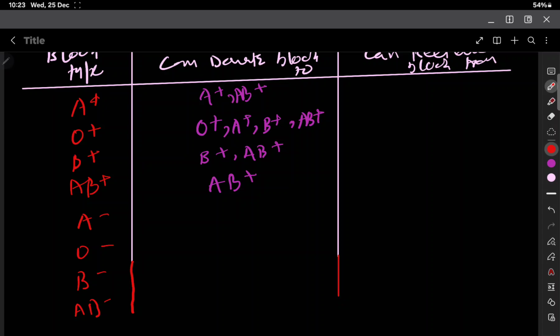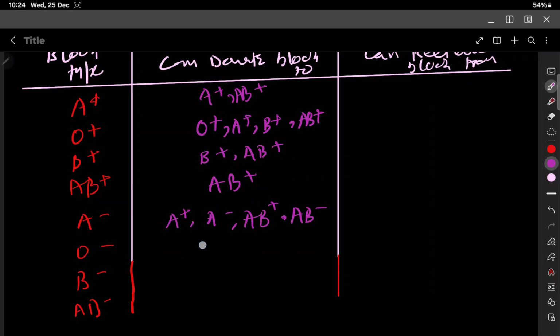Okay, so A negative can donate blood to A positive. Sorry, actually we were writing about the receiving. So A negative can donate blood to A positive, A negative, AB positive, then AB negative.